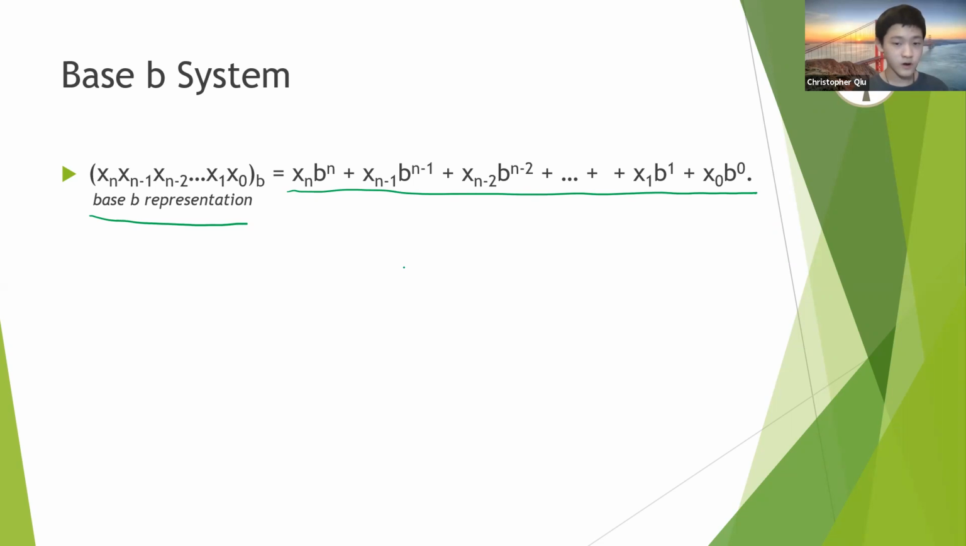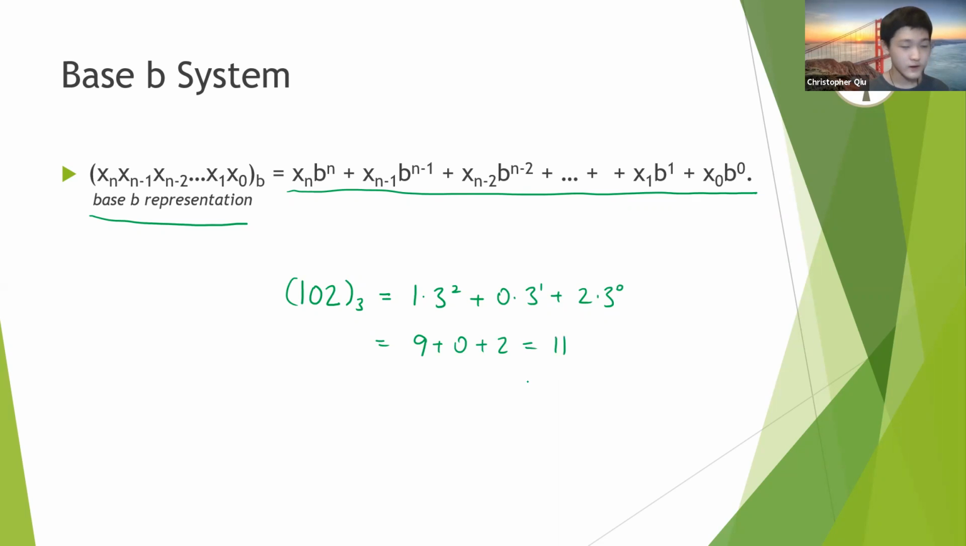We see in this definition, this number can be written as this. So we'll have xn times b to the n plus xn minus 1 times b to the n minus 1, and so on until x0 times b to the 0. So for example, the number 102 in base 3 is equal to, when we use the definition for converting, 1 times 3 squared plus 0 times 3 to the first power plus 2 times 3 to the 0th power. And this is equal to 9 plus 0 plus 2, which is equal to 11.